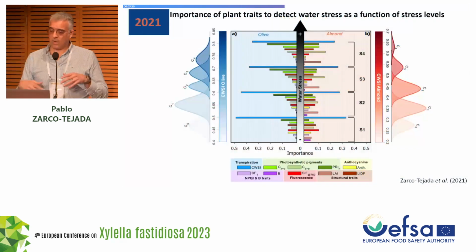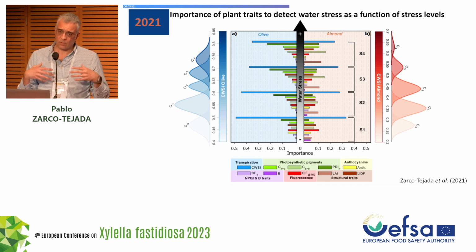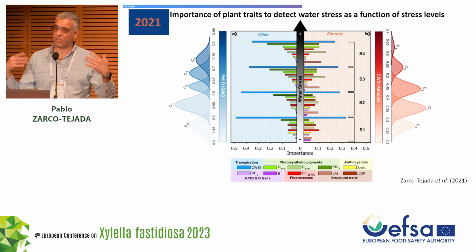So we evaluated the importance. I'm talking about 2021 now. We came out with a protocol that accounted for the abiotic variability in order to improve the detection power of the models we were using. In other words, it was critical to identify how the different spectral plant traits that we can quantify using hyperspectral data vary as a function of the water stress that is naturally present if you are scanning thousands and thousands of hectares. There you can see olive on the left-hand side, almond on the right-hand side, and the arrow from bottom to top shows increasing water stress.